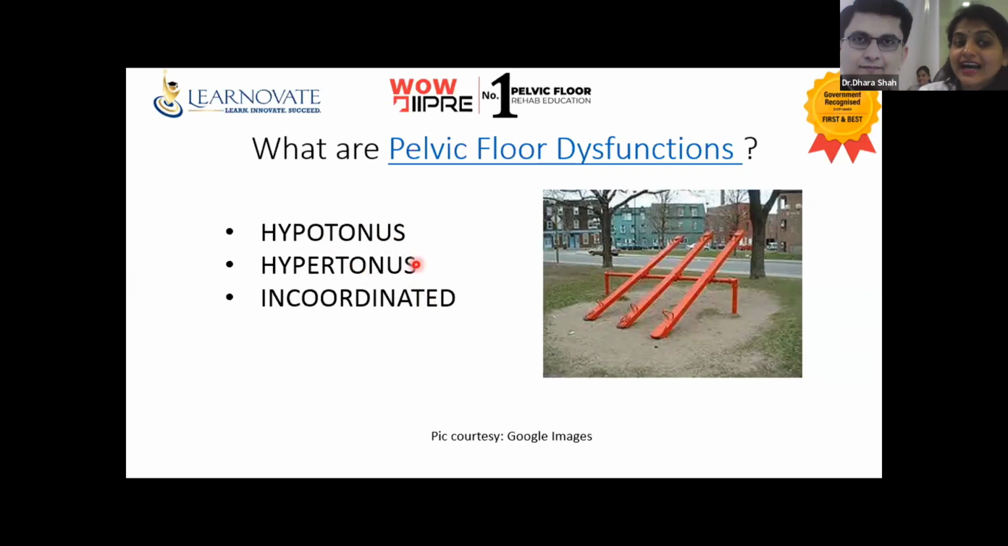So when we say hypotonus, that means the muscle will become so weak, so loose that it will open up. It will not be able to support the internal organs. It will not be able to maintain the continence. It will not be able to stabilize the core. It will not be able to give a grip during sexual activity. So it is becoming loose. It is becoming weak. It's not able to tighten up.